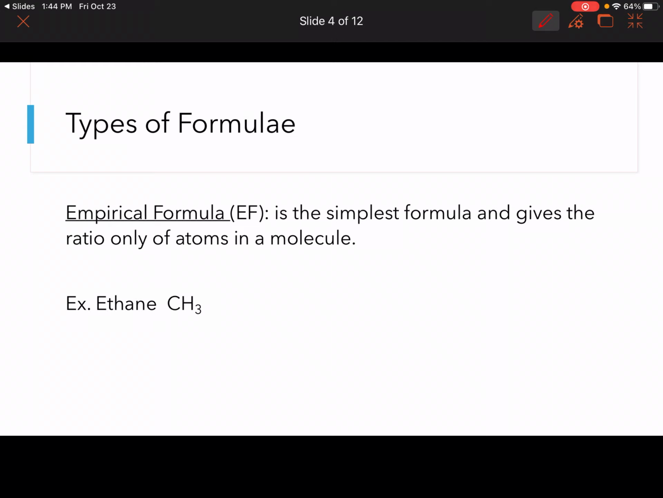So an example of this is ethane. So ethane has a chemical formula of CH3. So what is the ratio between carbon and hydrogen for this particular compound? It's going to be 1 to 3. So carbon to hydrogen will have a 1 to 3 ratio. So that will be the empirical formula. So empirical formula CH3, it's like the reduced version. So in terms of math words, if you were to put it in lowest terms, you'd reduce it. So CH3 is the empirical formula.